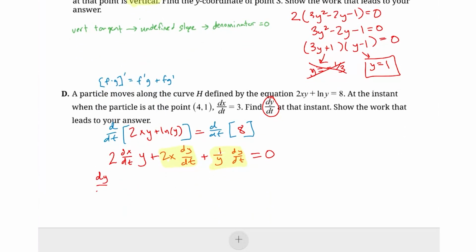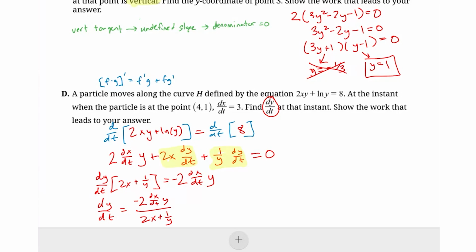So dy/dt times 2x plus 1 over y is equal to negative 2, sorry, negative 2 dx/dt times y. And then I'm going to divide both sides by the 2x plus 1 over y. So I have negative 2 dx/dt times y over 2x plus 1 over y. All right, so that's my expression for dy/dt.